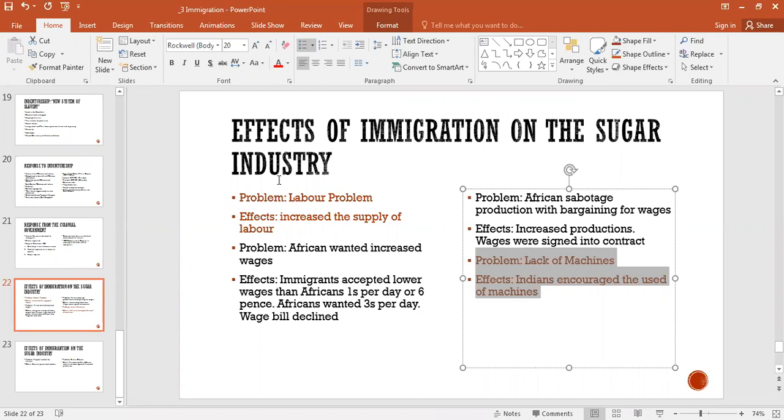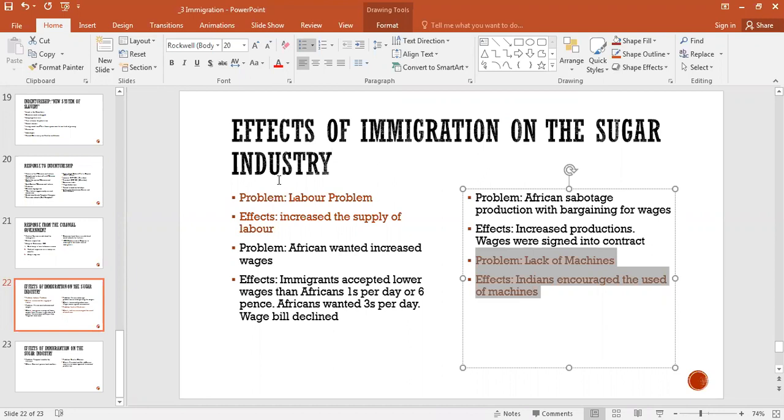So, sir, in this point, would I say that one of the problems is the labor problem? Would you say why labor was a problem? Yes, you also discuss why there was a labor problem, because the Africans left the plantation. Yes, sir. And then we're going to say how they got labor from other countries like China and India. Yes. Okay. And that is going to solve the labor problem.